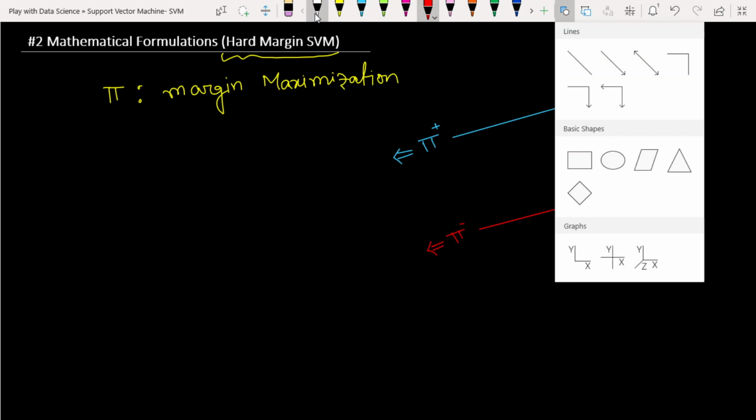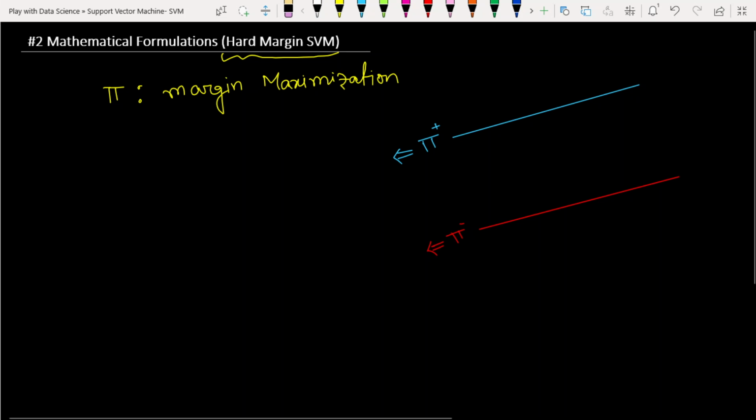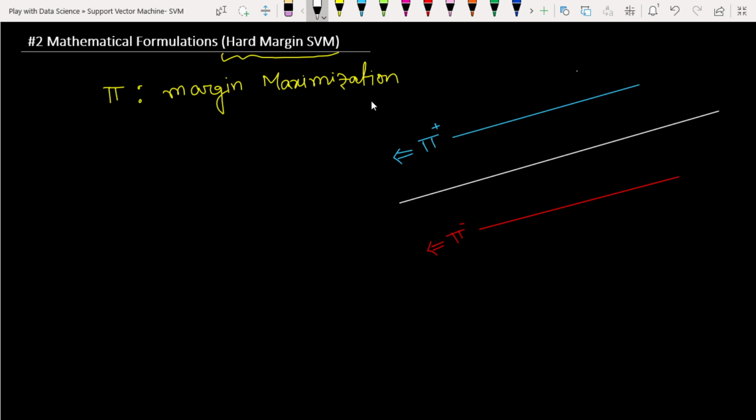And I am using the white color for our optimal plane, our main optimal plane. And this is our margin distance, which we call d, that is equal to the margin. In SVM we are interested in maximizing this margin. Let's start. I am denoting some points: these are our support vectors. Here I am taking two support vectors, and these are our non-support vectors.